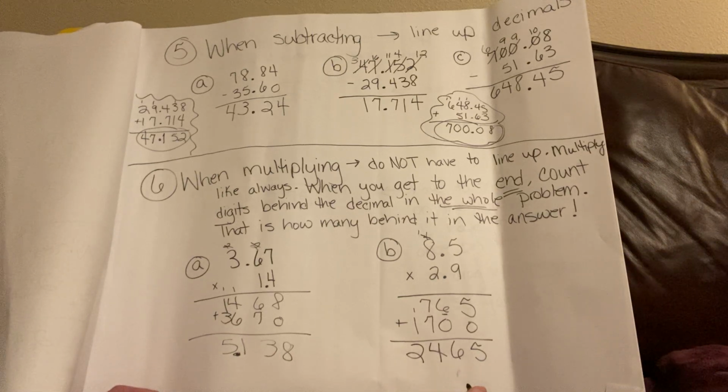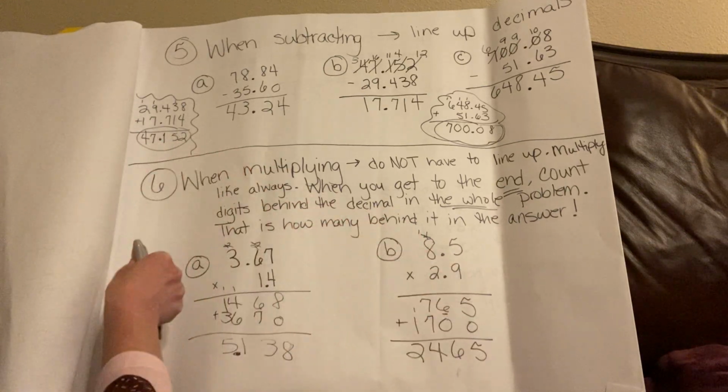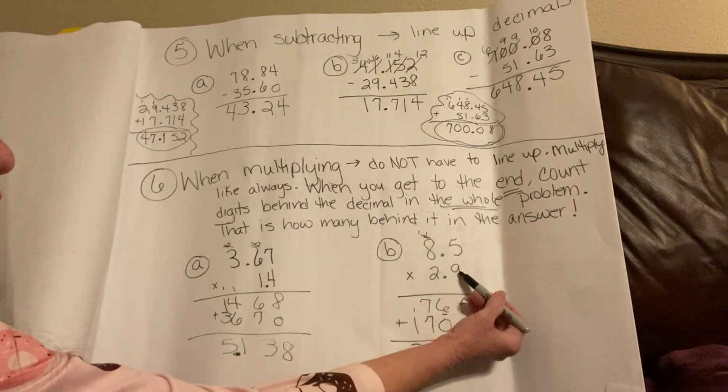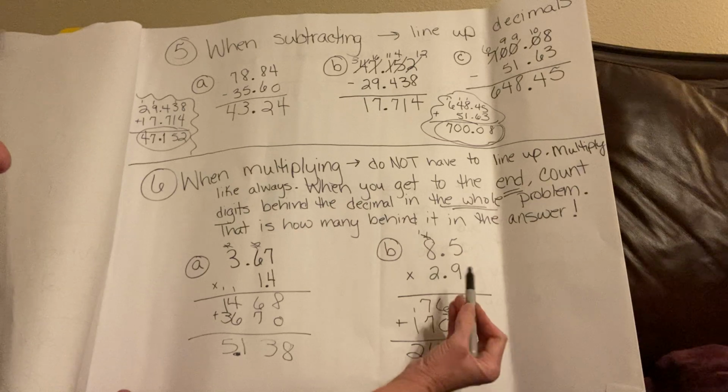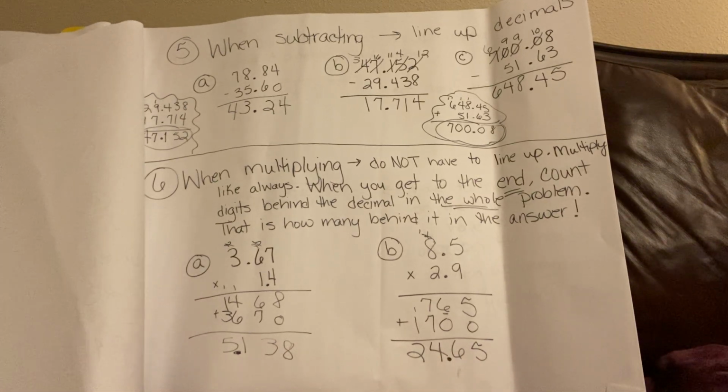Now I worry about where the decimal goes. So I look in the whole problem and see how many are behind, meaning that way, because we read left to right. I have 2 digits behind the decimal in the whole problem. So I will have 2 digits behind the decimal in the answer. So my final answer is 24.65.